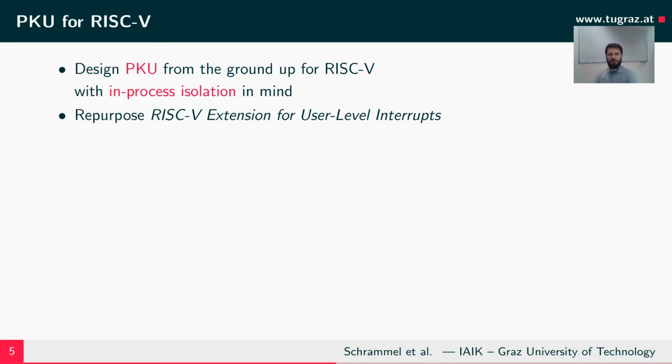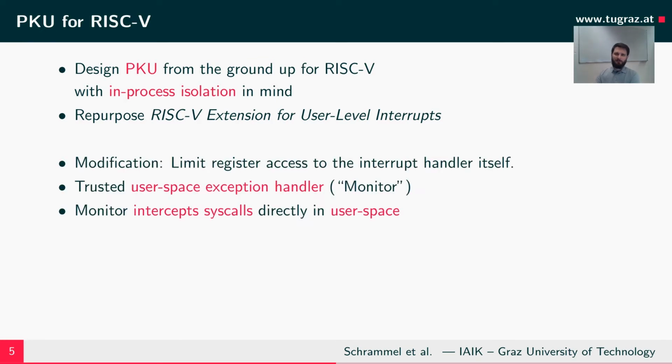We have designed protection keys for Userspace from the ground up on RISC-V with in-process isolation in mind. We repurpose the RISC-V extension for user-level interrupts. This is an ISA extension which is currently in a draft status, so it is not yet finalized. And we propose some modifications to it.